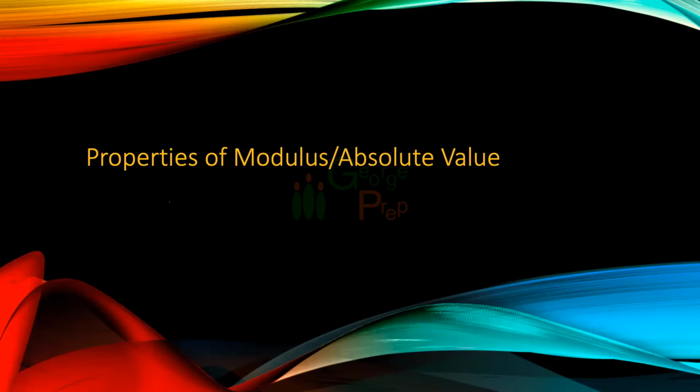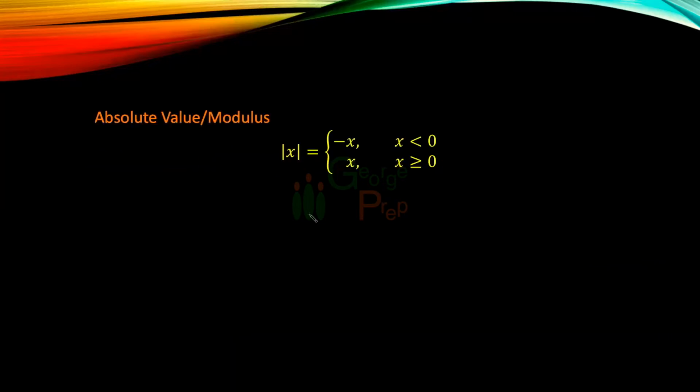So let's start with properties of modulus. Modulus is also sometimes called absolute value. Okay, so they both mean the same. So let's see what is modulus in the first place. Modulus is expressed like this, modulus of x. Now modulus of x is either going to be minus x if x is less than 0. It is going to be x if x is greater than or equal to 0.